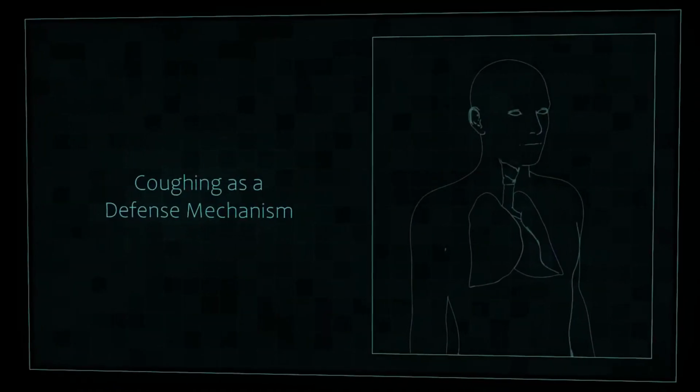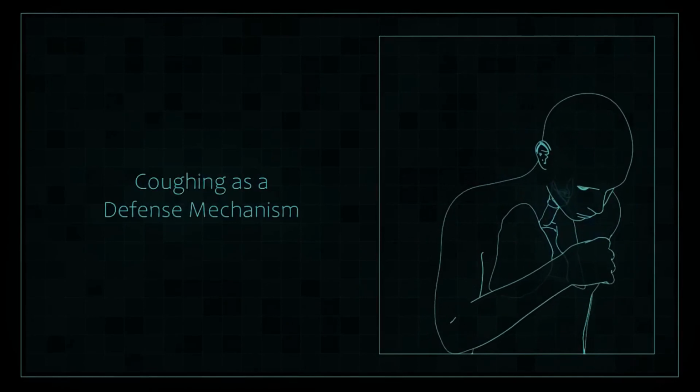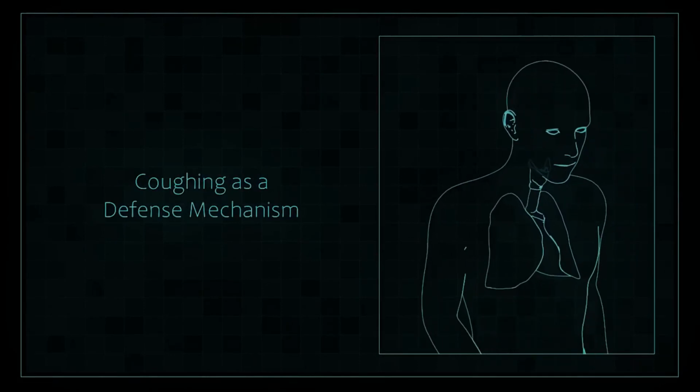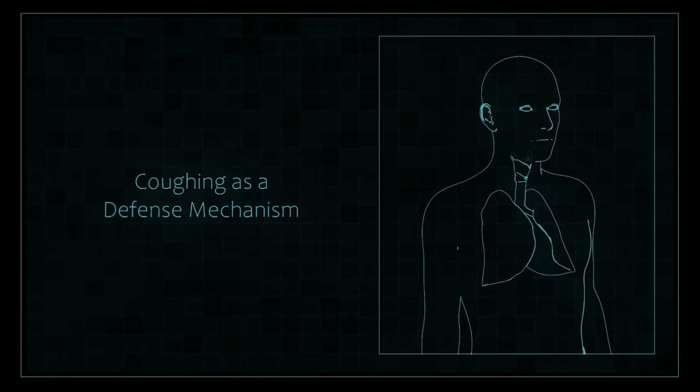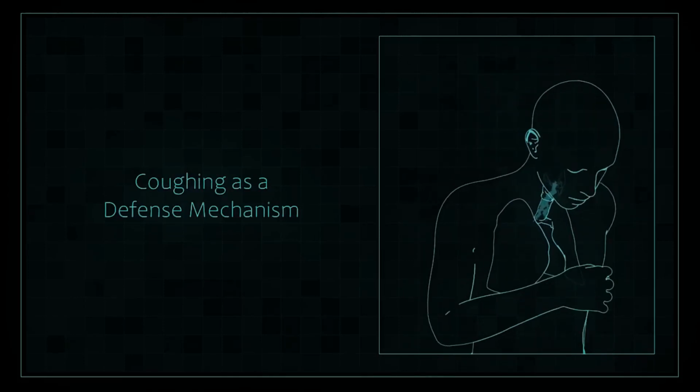If mucociliary clearance is not sufficient, an attempt is made to achieve clearance of unwanted particles through coughing. This is done by inhalation followed by a sudden exhalation, so that foreign substances are removed from the lungs and trachea.